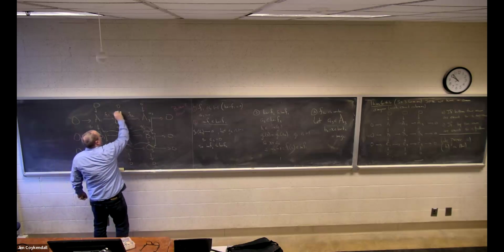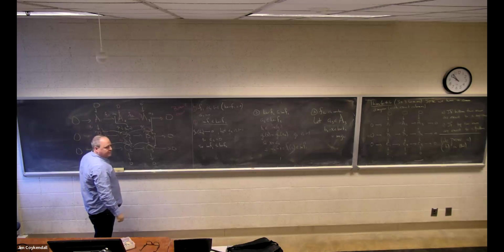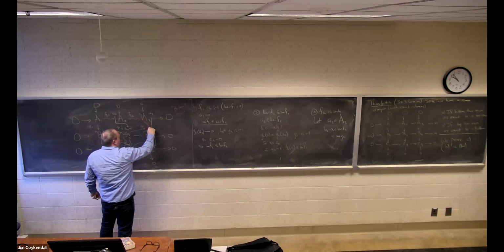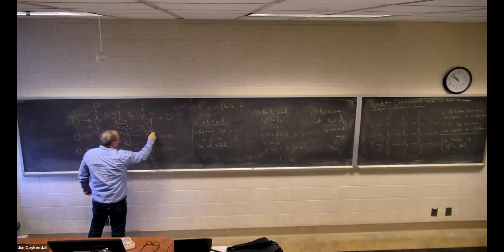So A2 goes over here to some Y. And where does Y go when I push it down? It also goes to B3. A2 goes to B2 minus X goes to B3. So this Y has to go to B3.